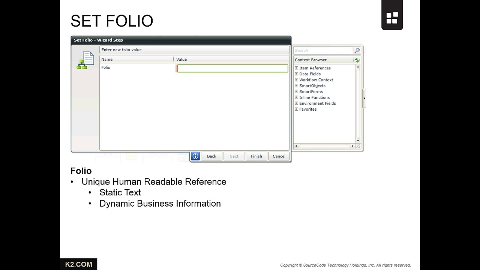The folio value is the only field you have available to surface business information to your users in the K2 worklist and K2 process instance reports. And because of this, you may have a need to change what is displayed here throughout the course of a running process. To do this, you have the ability to use the Set Folio step to quickly change the information displayed in the folio field.